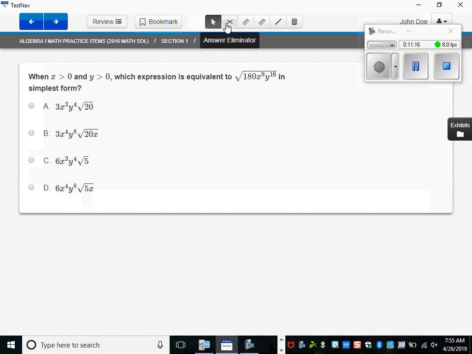I would have crossed out these two right away because 20 has a perfect square in it of 4. So they would not have been my choices anyway. And that's the way you got to look at these questions. Like, okay, that radicand has 4 in it, which is a perfect square. That is not a simplest form. It cannot be the final answer. Okay.